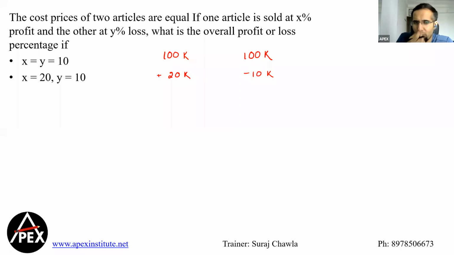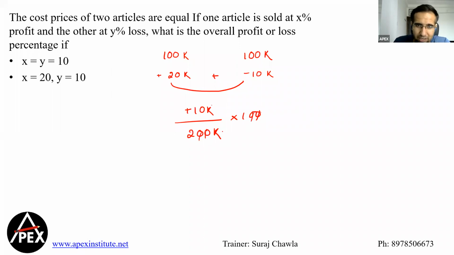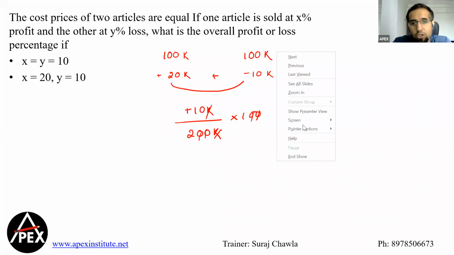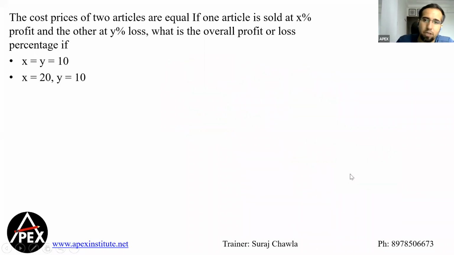Okay. Now the question is asking overall profit or loss percentage. So overall profit here is going to be 10K, that is minus 20 plus 10. Overall profit by overall CP. Now what is my overall CP? My overall CP is equal to 100 plus 100, that is 200K, into 100. The 0000 gets cancelled, KK gets cancelled, and it is 5% profit. Clear?